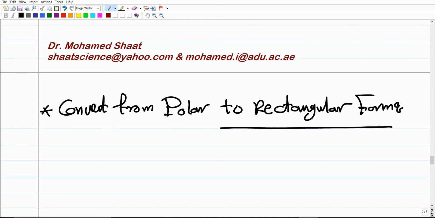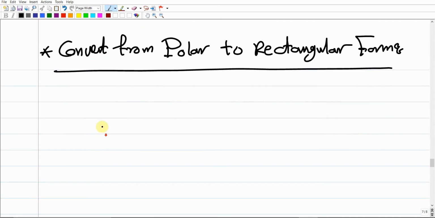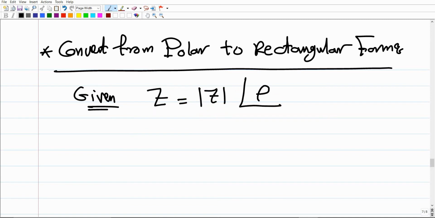Of the complex number. Make sense? It is given to us as z equals the magnitude of z, this is the magnitude of the complex number, and this is going to be the angle theta itself. This is the polar form, and we would like to convert it to a rectangular form.